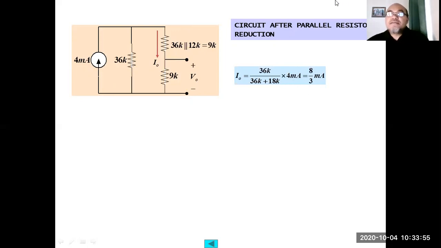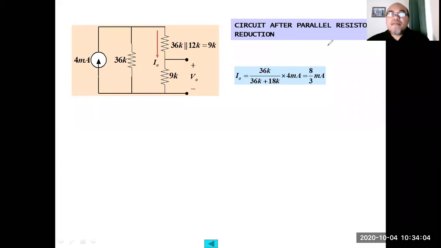Let me annotate here. Remember that when we want to calculate the current flowing through here, and we have another current flowing through this path from the same node, then the current flowing here, this is I out, will be equal to the division, 36K divided by the sum of the two resistor branches, 36K plus 18K, multiplied by the 4 milliampere.